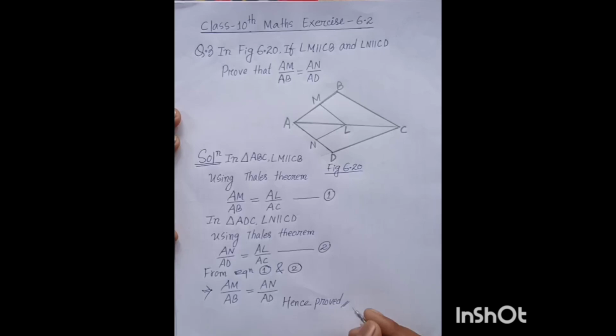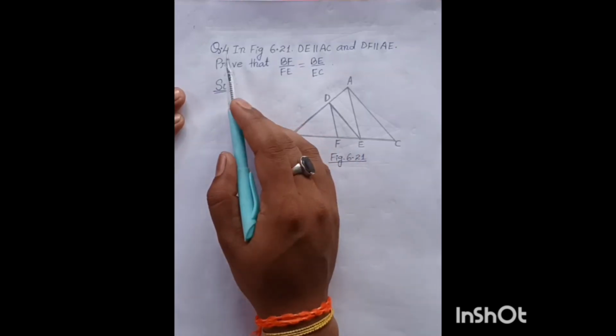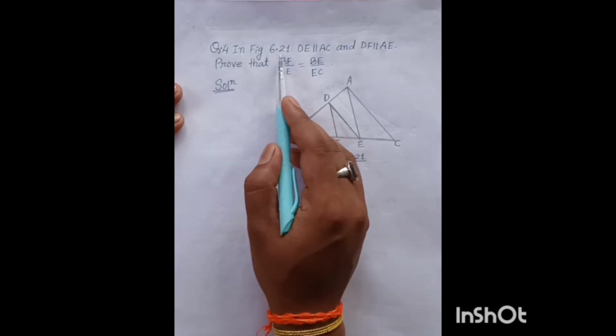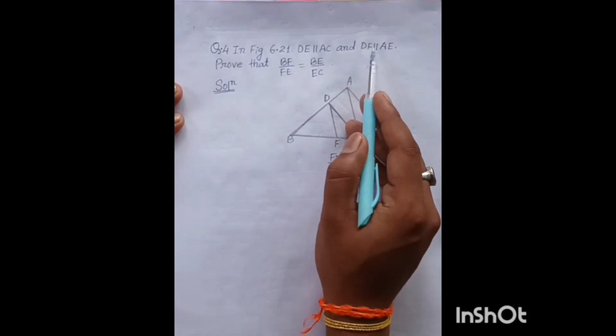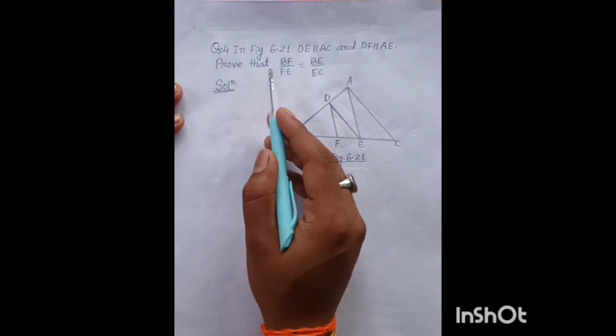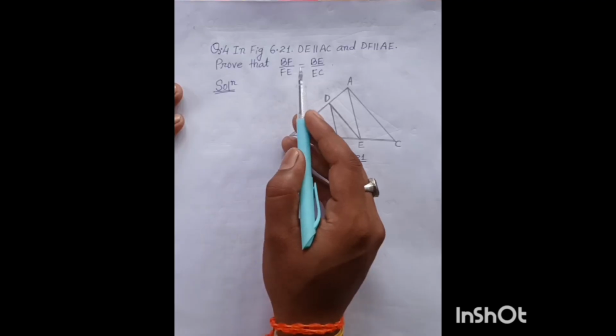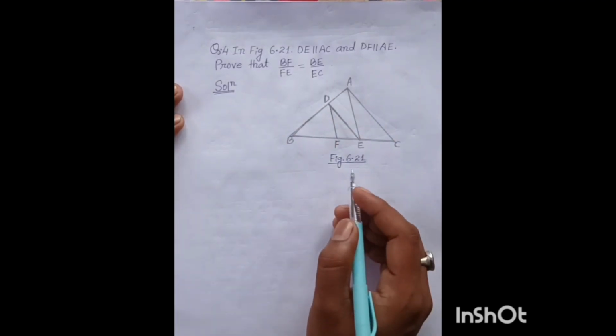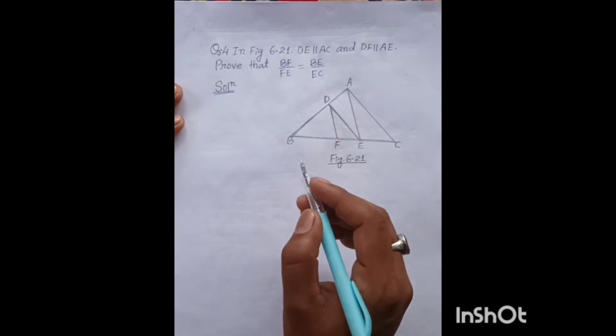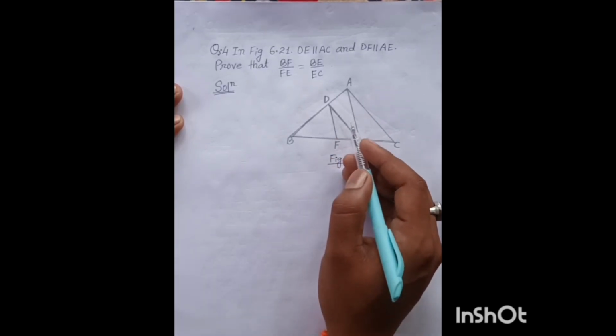Now we'll do question number 4. So in question number 4 we have in figure 6.21, DE parallel AC and DF parallel AE. Prove that BF by FE equal to BE by EC. So I will take two triangles from this figure. This is the figure that I have got from the question.